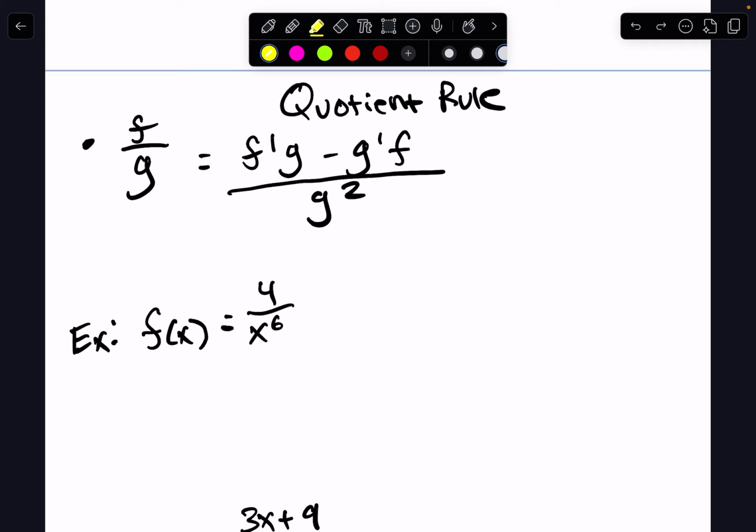So the quotient rule is (f over g)' equals f prime times g minus g prime times f, all over g squared. Now, if you've never heard the terminology prime, that just means the derivative of that specific value. So f would be the numerator and g would be the denominator.